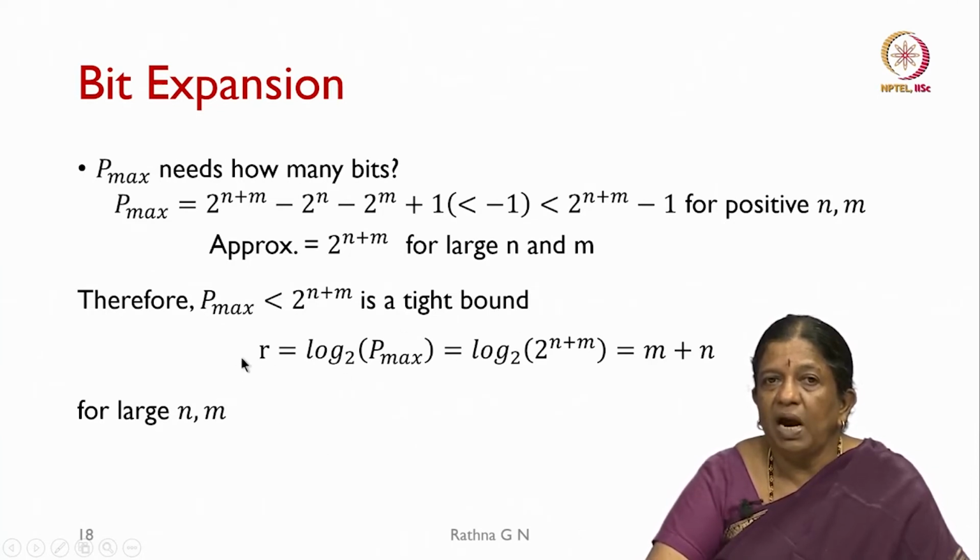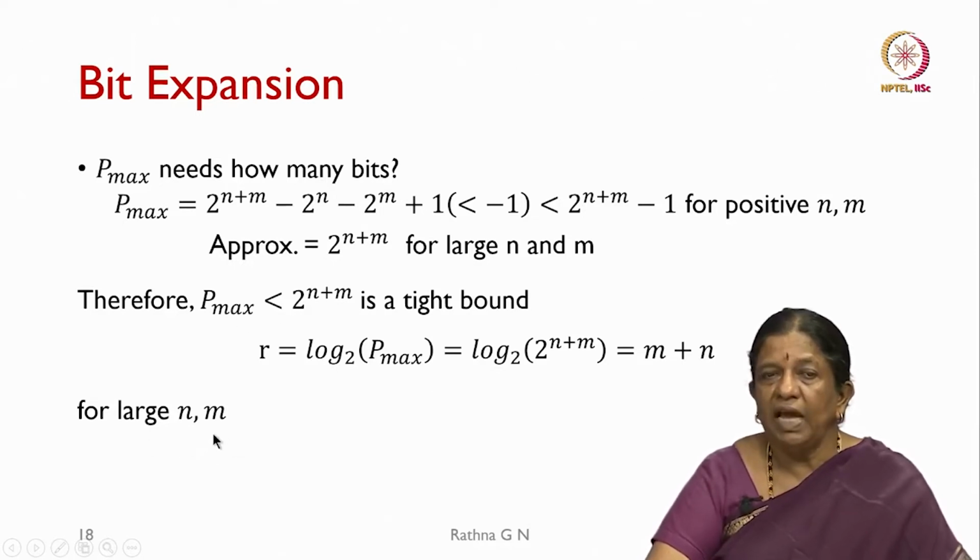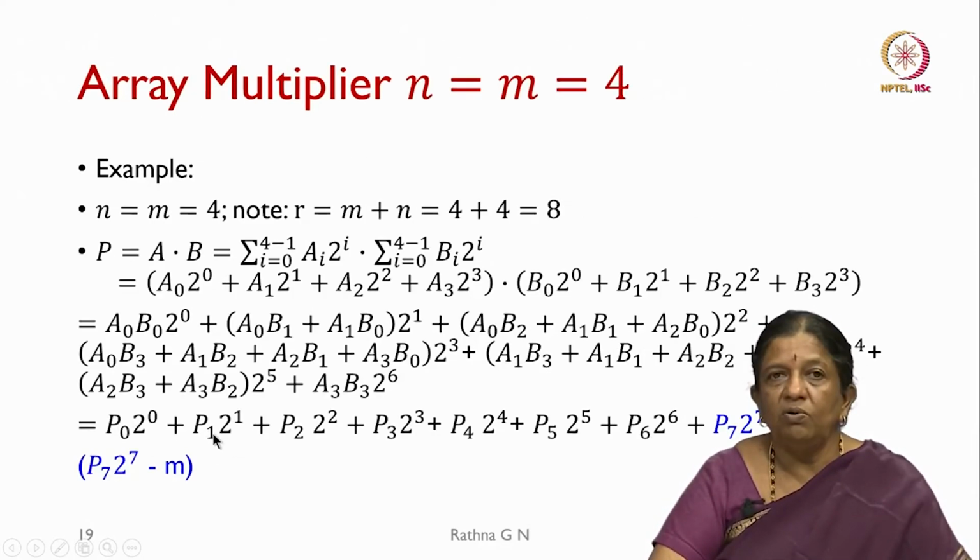Then what will be r? We take the log of P max, which is log base 2 of 2^(n+m), which is going to be m plus n, the maximum number of bits that we need. It may be less than that; that is what we have put for large n and m. So how to do that? We will take an example.